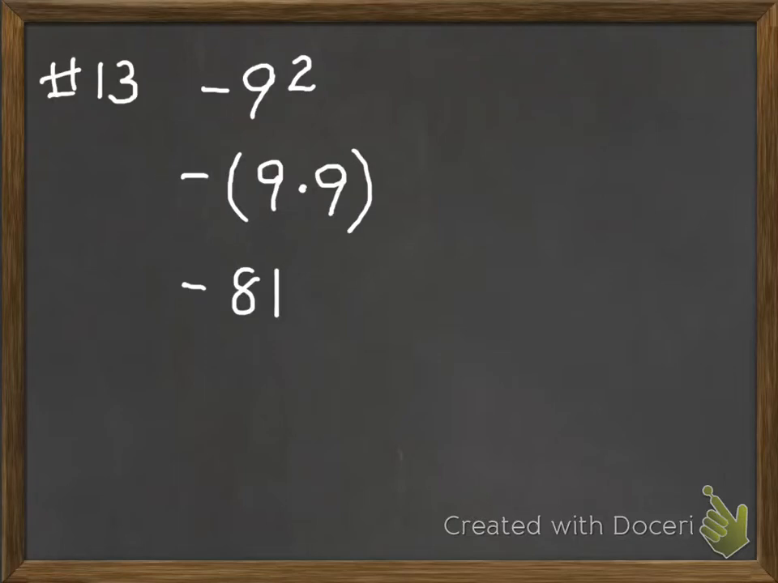Number 13, minus 9 without parentheses raised to the power of 2. Now here, since we don't have parentheses, the negative sign is not part of the base. So the negative sign, which is a negative 1, does not get squared. Only the 9 gets squared. So in parentheses we have 9 times 9, which is 81, and the minus sign stays there. So the answer is minus 81. So even though we have an even power here, the result is still negative because the negative is not part of the base.